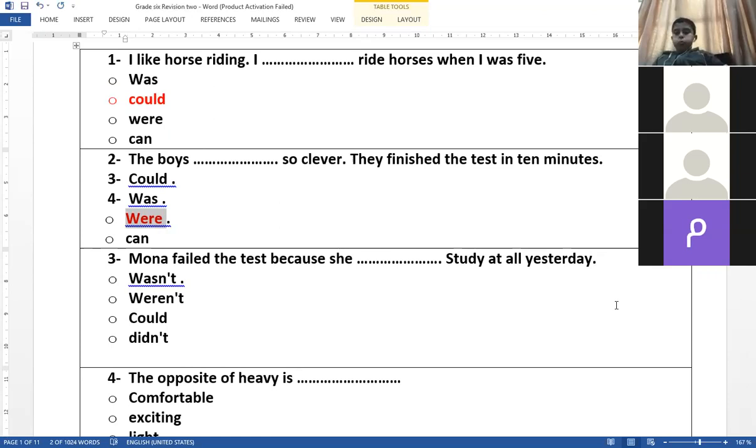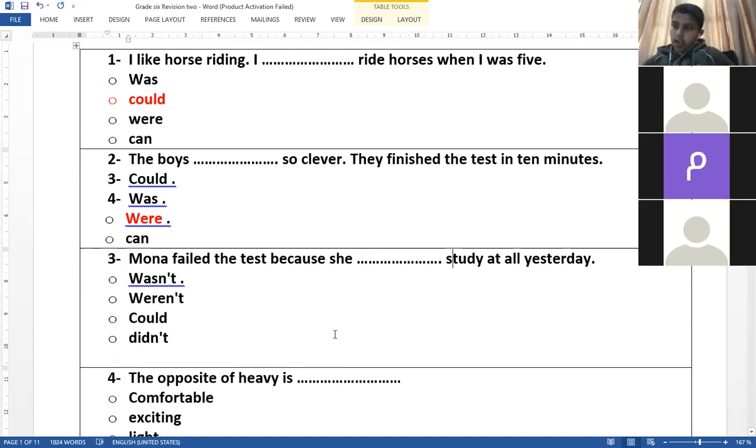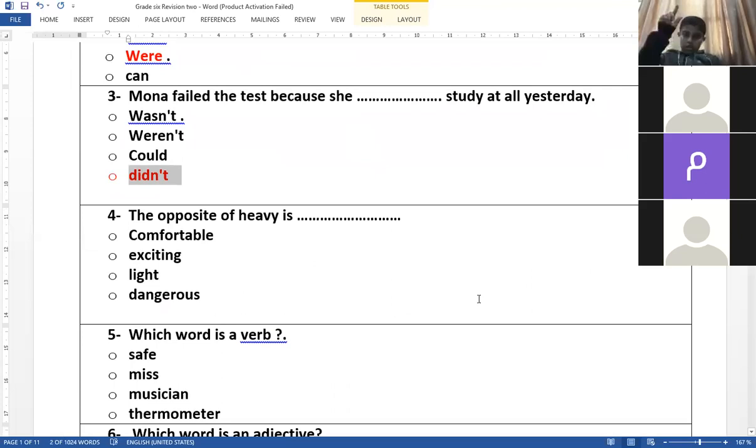Mona failed the test. It means they didn't pass the test because she didn't study at all yesterday. No, she failed the test, because she... No, was and were are used with nouns or adjectives, but with the verb in the past we use didn't. So this is the negative. We use the negative in the past with didn't.